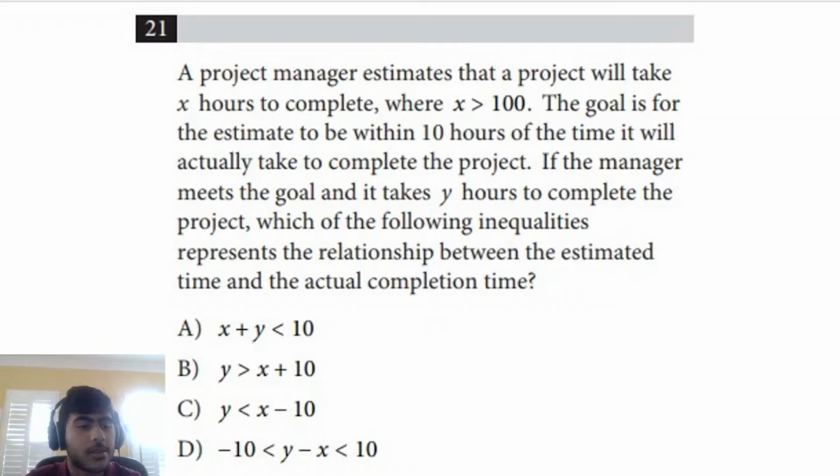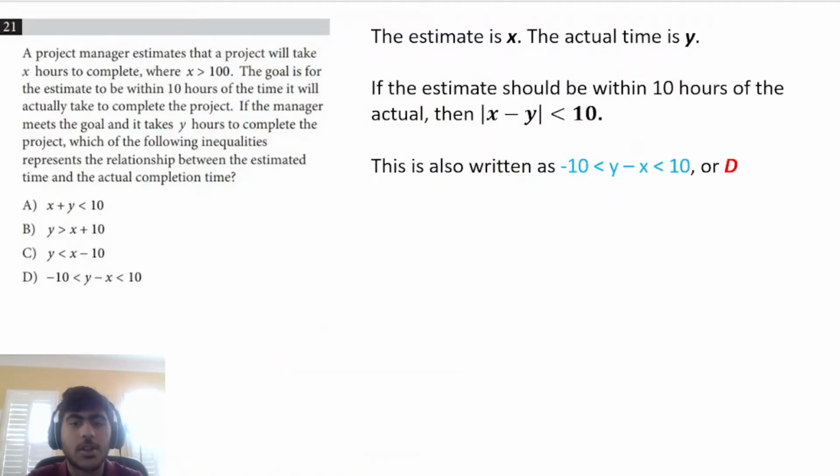So what can we do about this? The estimate is X and the actual time is Y. Now if the estimate should be within 10 hours of the actual, then the absolute value of X minus Y, which is their difference, should be less than 10. We're not given an absolute value sign in the problem, so that means X minus Y has to be less than 10 and greater than negative 10. Alternatively, we can say Y minus X is less than 10 and greater than negative 10. So the difference is greater than negative 10 and less than 10, so that the absolute difference is less than 10. This is answer choice D.